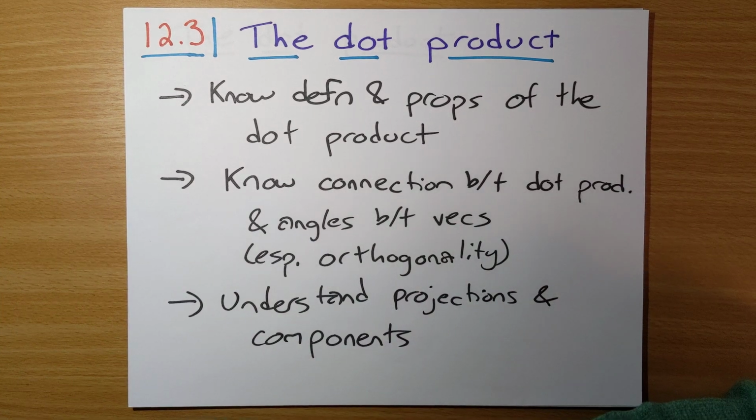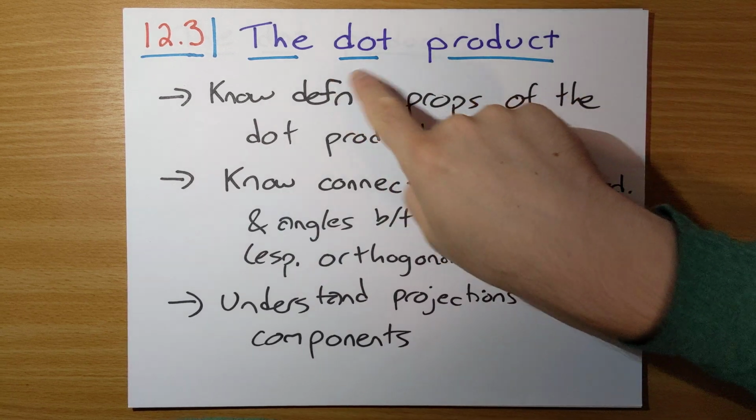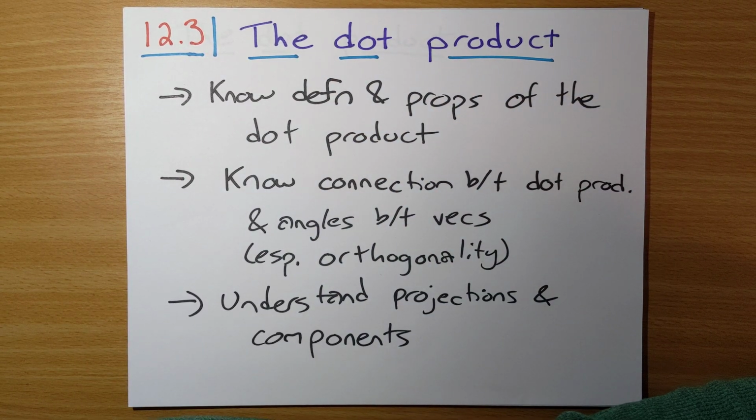Section 12.3, the dot product. In previous videos, we've talked about how to add vectors together, vector addition. We introduced the concept of scalars and said how to multiply a vector by a scalar, scalar multiplication. But we also said we don't yet have a way to multiply two vectors together. There's actually going to be a couple ways to do this. The dot product is going to be our first way to multiply two vectors together.